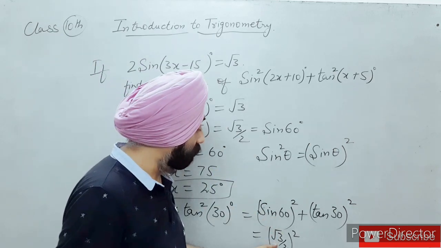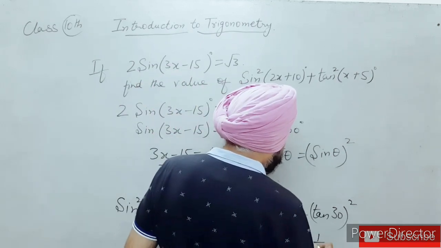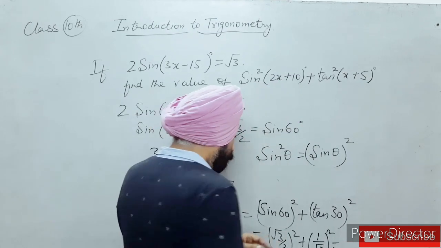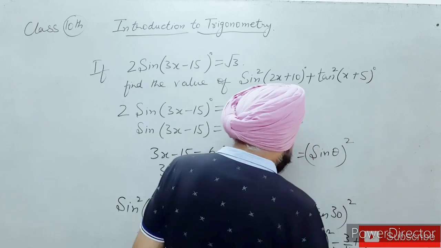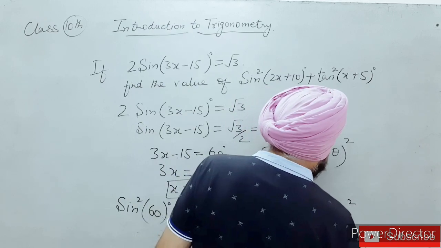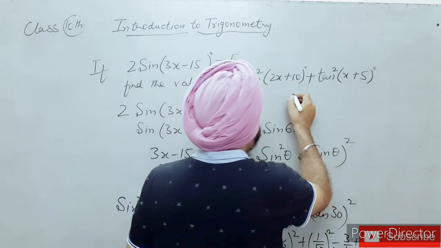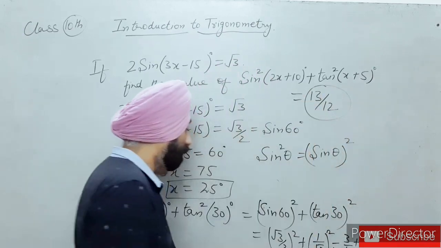Now sine 60 is under root 3 by 2, its square, plus tan 30 is 1 by under root 3, its square. I get under root 3 square is 3 by 4, plus 1 by 3. Just solve it. It becomes 12 in the denominator, 9 plus 4. Answer is 13 by 12. This is the answer. So this answer is 13 upon 12.